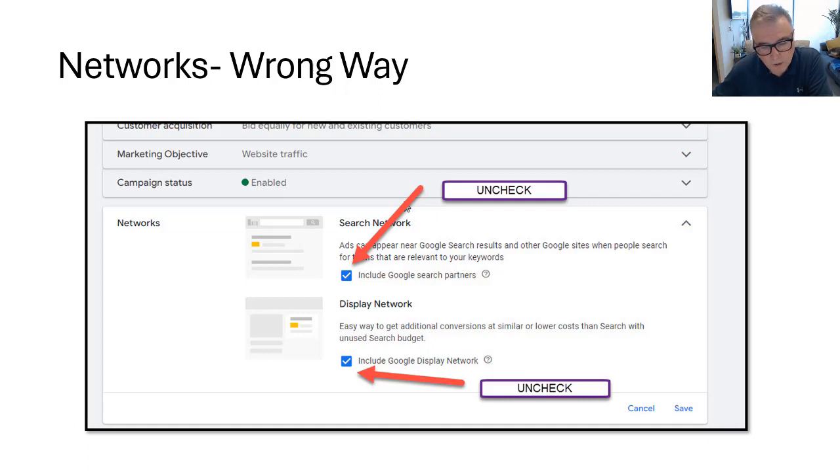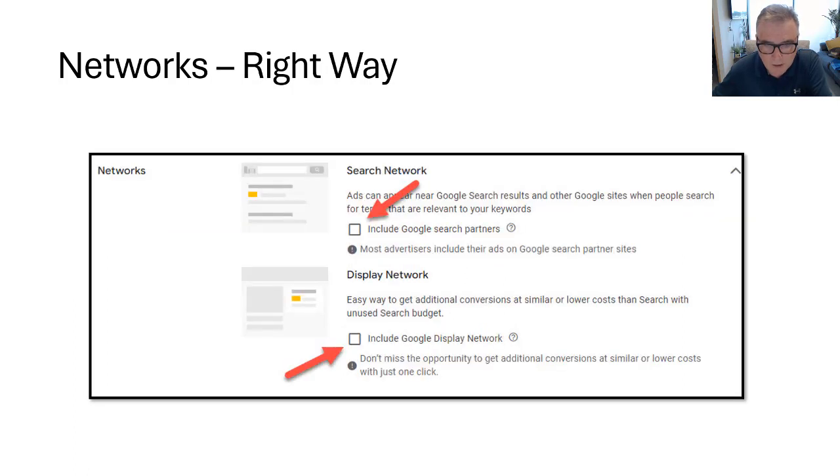However, this is Google being crafty, and having them checked already for people who don't know any better, saying, yeah, it's great that you should do it, but no, you don't. You want to uncheck. So you want it to look like this. So when you're in the networks, just make sure that they're unchecked and that your ads are only going to show on Google search only, not on the search partners, and certainly not on the display network.